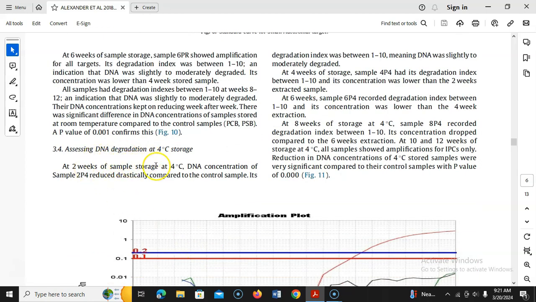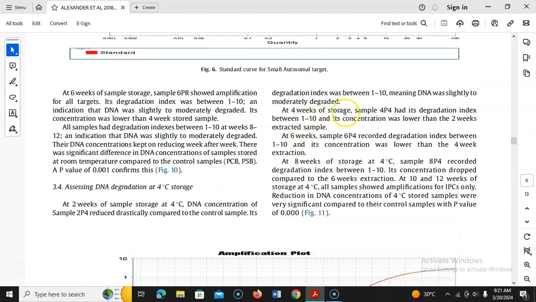Then, assessing DNA degradation at 4 degrees storage. At 2 weeks of sample storage at 4 degrees Celsius, DNA concentration of sample 2P4 reduced drastically compared to the control sample. Its degradation index was between 1 to 10, meaning DNA was slightly to moderately degraded. So for the 4 degrees storage, just after 2 weeks, the degradation index was between 1 to 10, meaning DNA was slightly to moderately degraded.